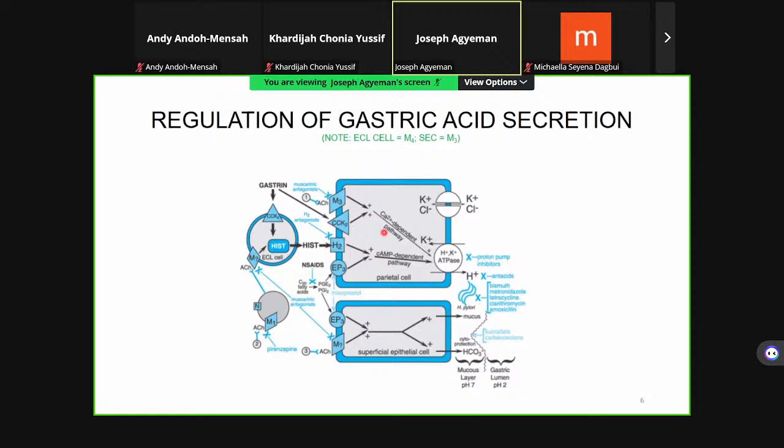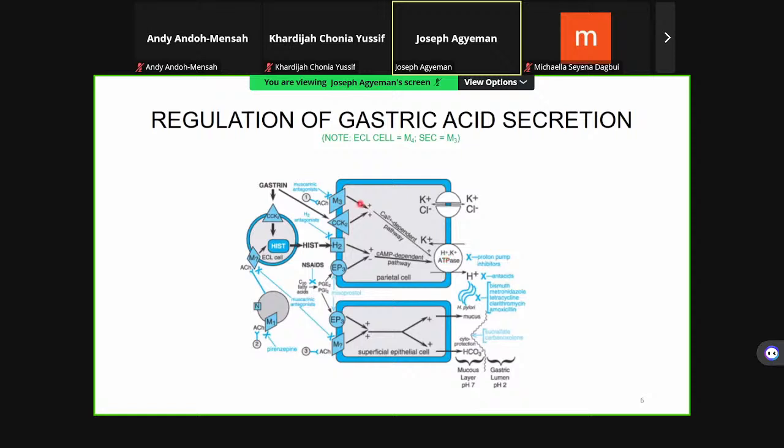So all that I'm saying is that if gastrin stimulates the CCK2 receptor through a calcium-dependent pathway, it will lead to the release of acid from the parietal cell into the lumen through the hydrogen potassium ATPase, aka the proton pump.